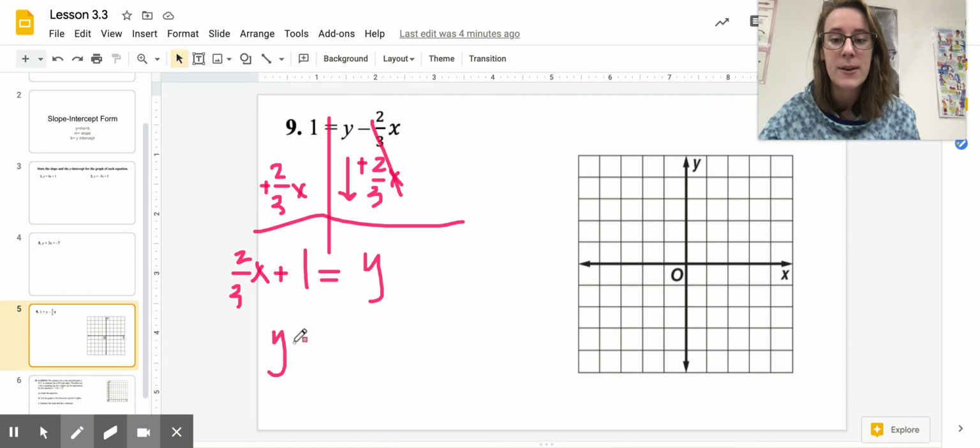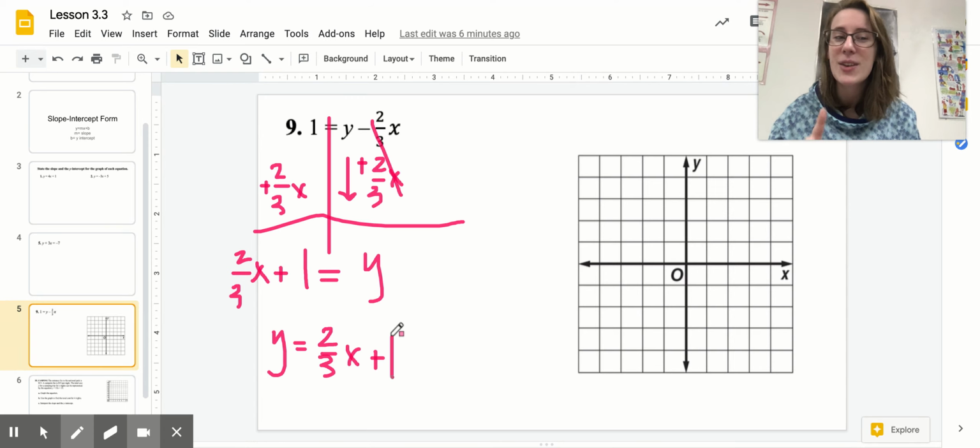Now, if I want it in y equals mx plus b form, I can just switch the order. So y equals 2/3 x plus 1. Now, this is looking very, very similar to our last problems.